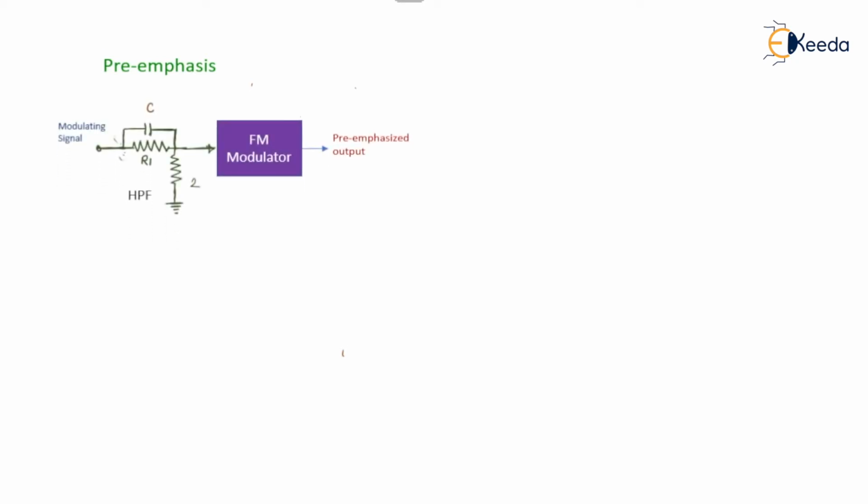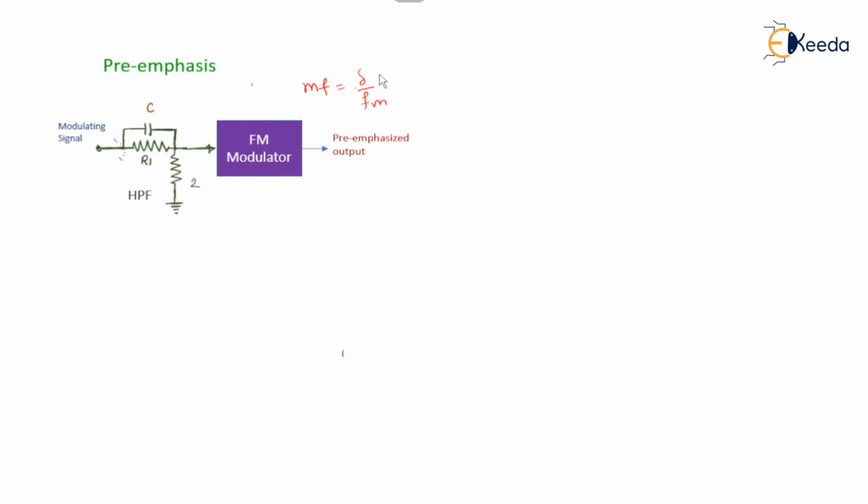As we have seen, the modulation index m_f is equal to del by f_m. So either you decrease the frequency to increase the modulation index, or increase the value of del. Out of that, we'll try to increase the value of del, that is the frequency deviation. And this can be achieved by increasing the amplitude of the modulating signal at higher modulating frequencies.